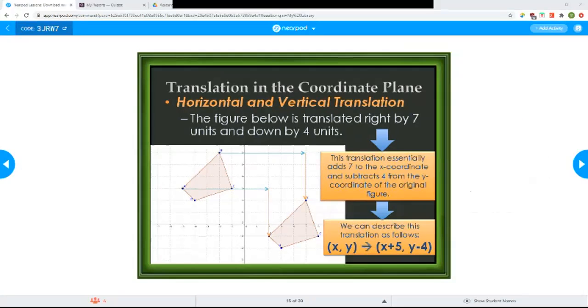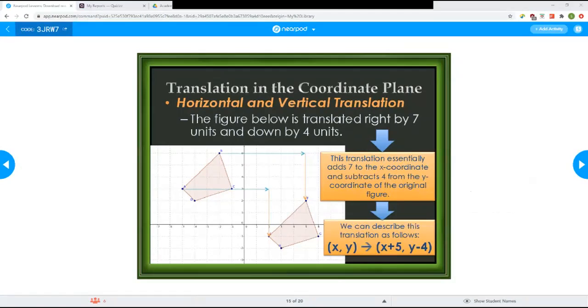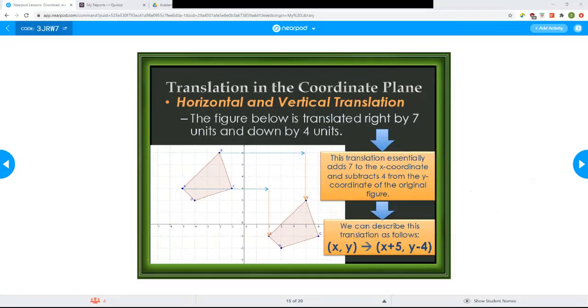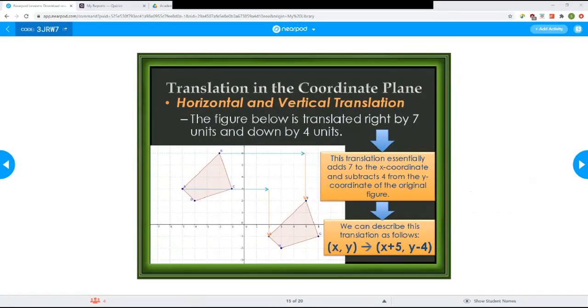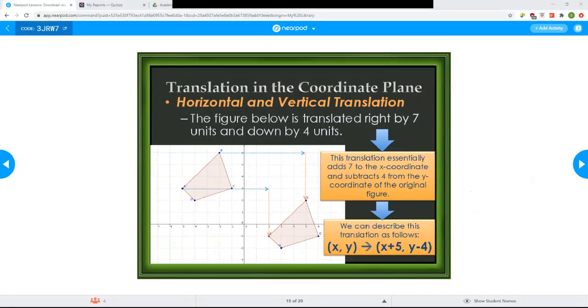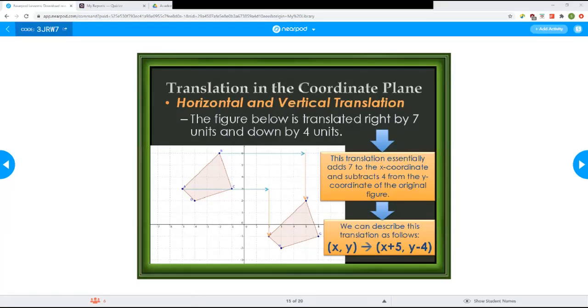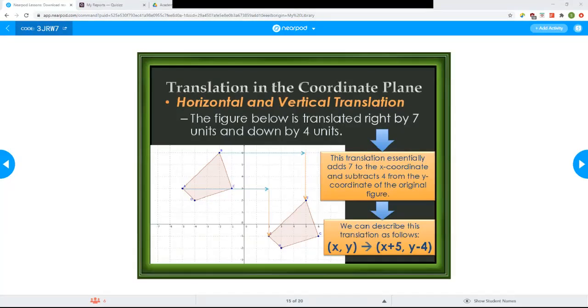All right, so translation in the coordinate plane, horizontal and vertical translation. The figure below is translated right by 7 and then down by 4 units. So it looks like this in the formula, where you have x plus 5. You're going to the right. That shouldn't be x plus 5. That should be x plus 7. And then down by 4, the y minus 4 is correct. This should have been a 7. So yeah, you go right 7 and then down 4.